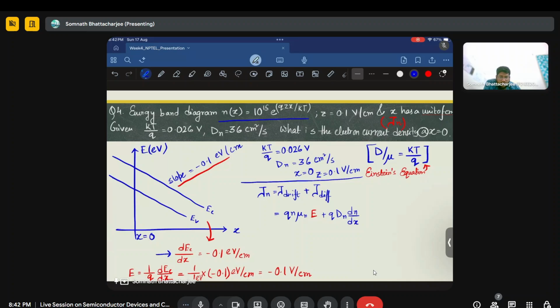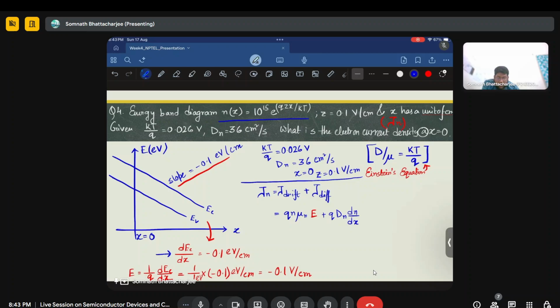Yes. So how can you write this? No, no. So this is EC, right? EC is the energy of the conduction band, and the x-axis was x, right? So the slope is dE by dx. Is it okay or not? Yes, sir. So dE by dx is minus 0.1.